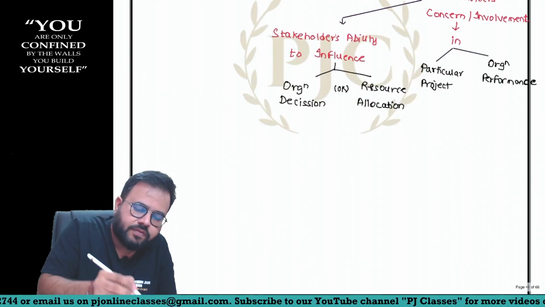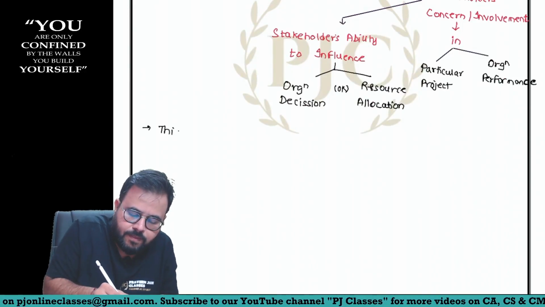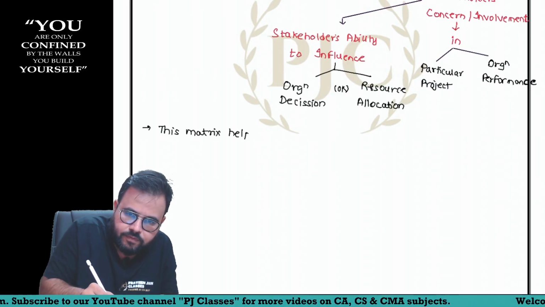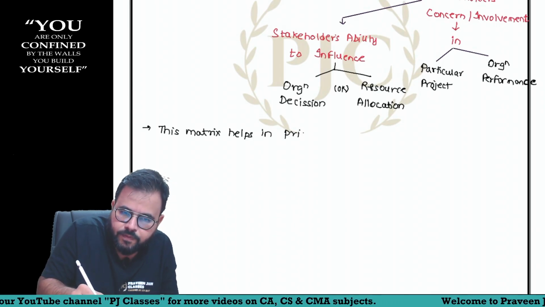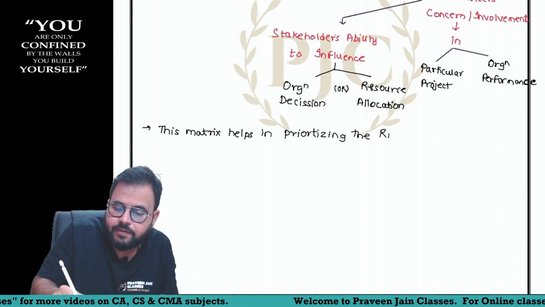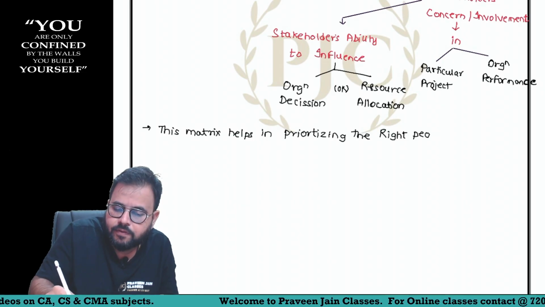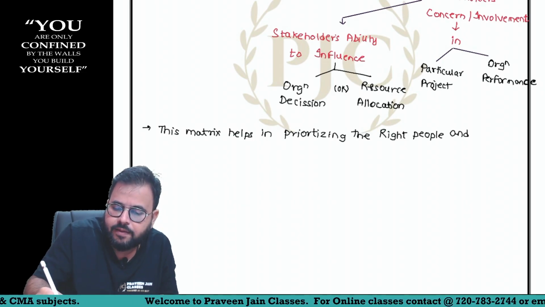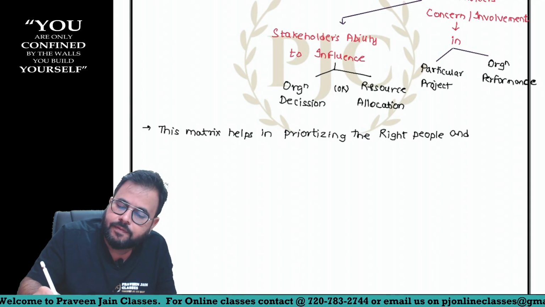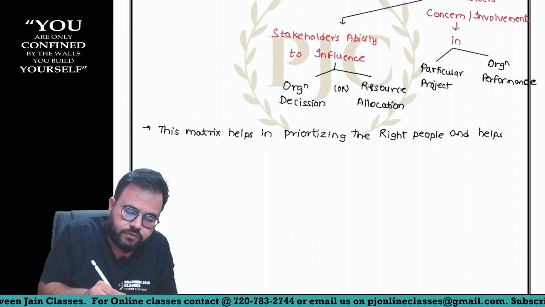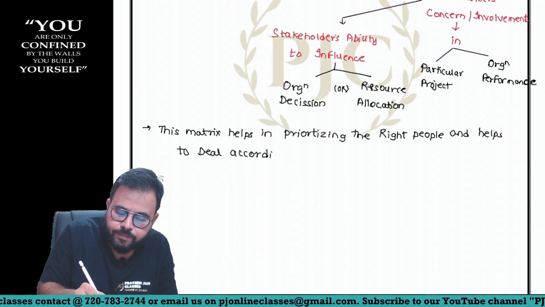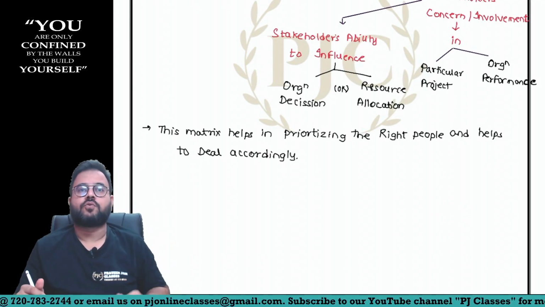So, you may write down this matrix. This matrix helps in prioritizing the right people, and this metric helps in prioritizing the right people and helps to deal accordingly.